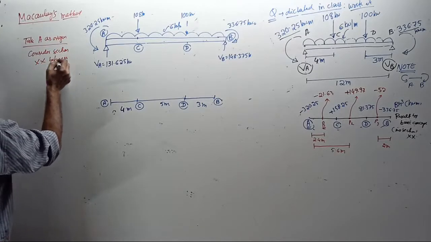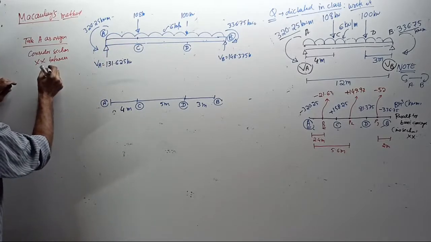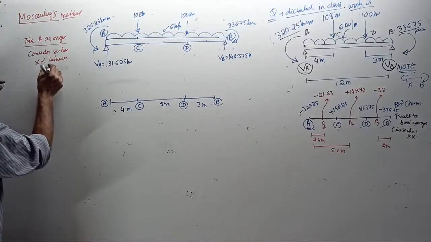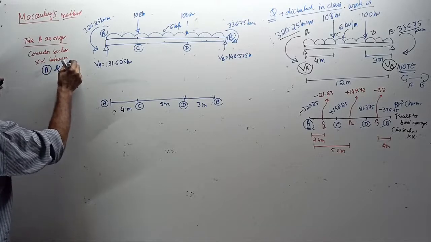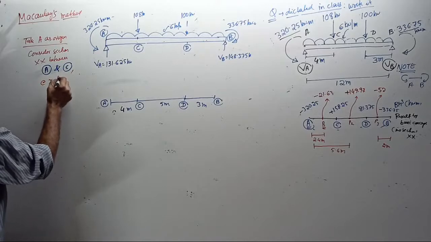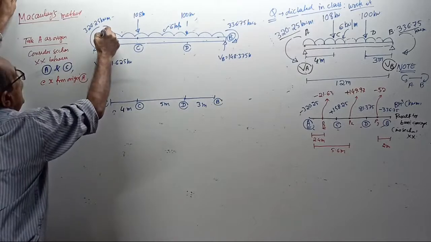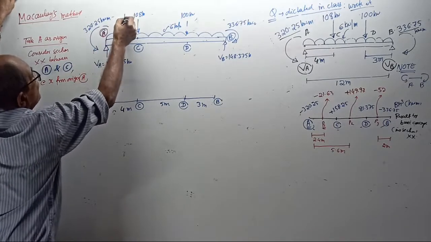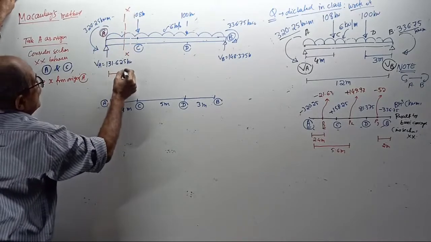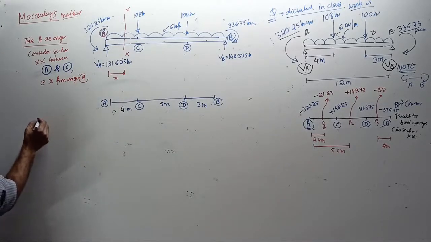Between A and C, between the standard points. The standard point is blue color here. Between the standard points A and C, at X from origin A. Now, A will become origin. Take a section here, XX, at X from here. Now I want the bending moment.